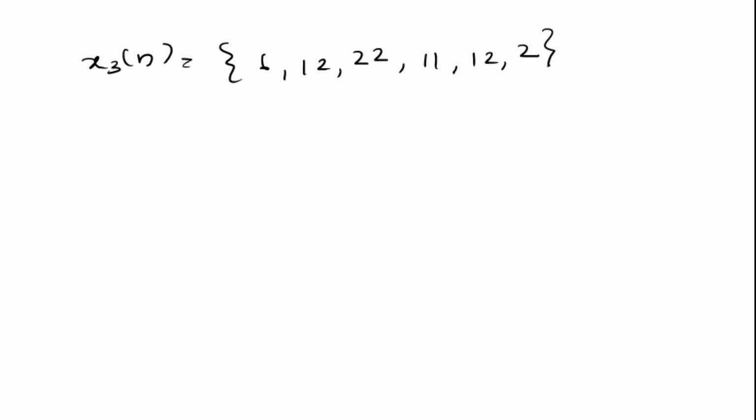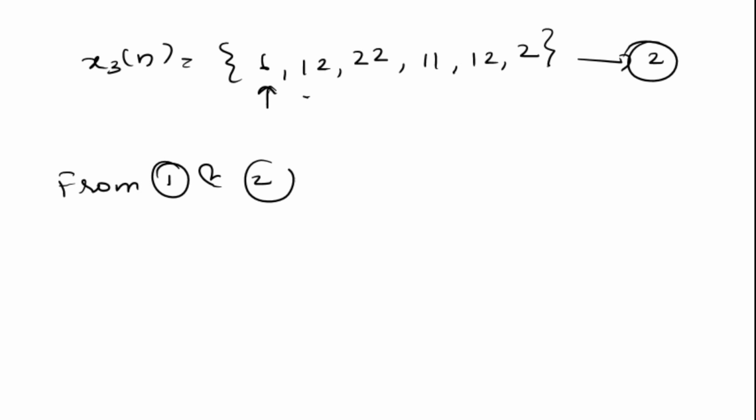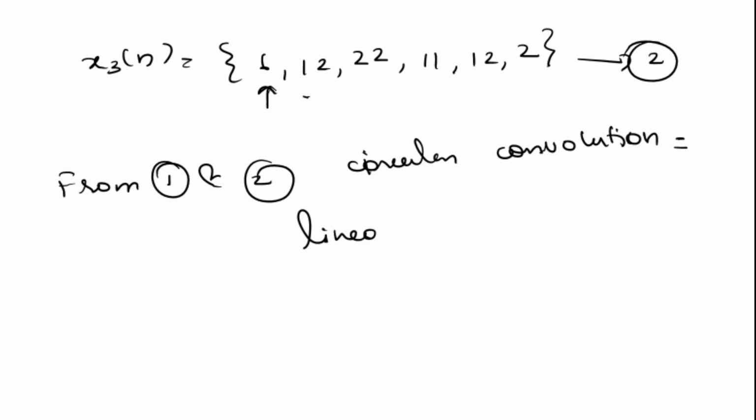Then x3 of n is equal to 6, 12, 22, 11, 12, 2. Call it as equation number 2. So from equation number 1 and 2, we can write circular convolution is equal to linear convolution.